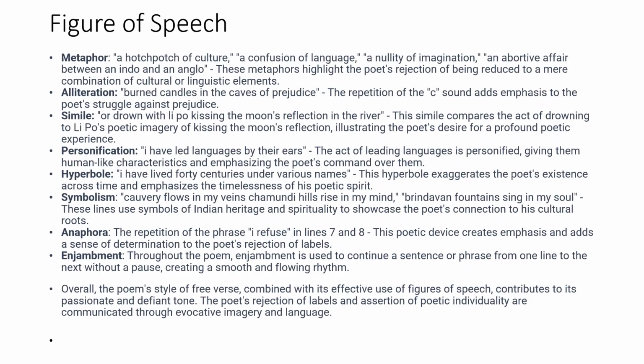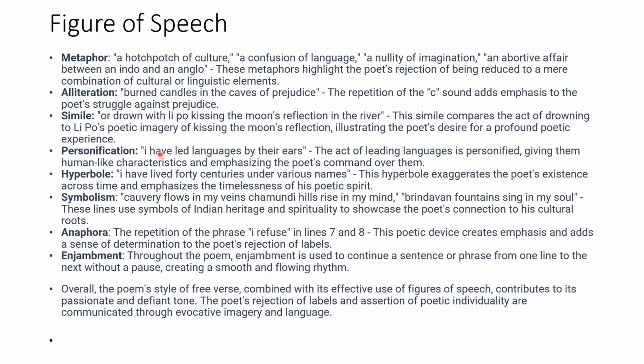If we move further, some of the major figures of speech the poet uses: metaphor, such as hodgepodge of culture, confusion of language, nullity of imagination, that we explore. These metaphors highlight the poet's rejection of being reduced to a mere combination of cultural and linguistic elements. Then we have alliteration. One example is "candle in the cave of prejudice", the repetition of C emphasizing the prejudice struggle that the poet is facing. Similarly, we can find "Li Po kissing the moon's reflection."